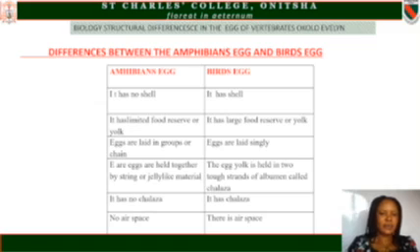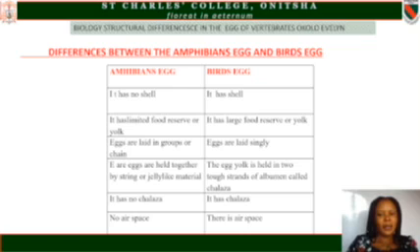Let's also see the differences between the amphibian's egg and the bird's egg. Number 1, the amphibian's egg has no shell, but the bird's egg has a shell. Number 2, the amphibian egg has a limited food reserve or yolk. The bird's egg has a large food reserve or yolk. Number 3, amphibians' eggs are laid in groups or in chains, while birds' eggs are laid singly. Number 4, amphibian eggs are held together by strings or jelly-like materials.